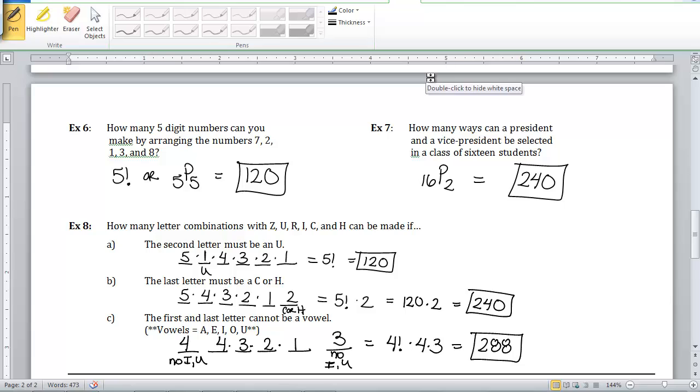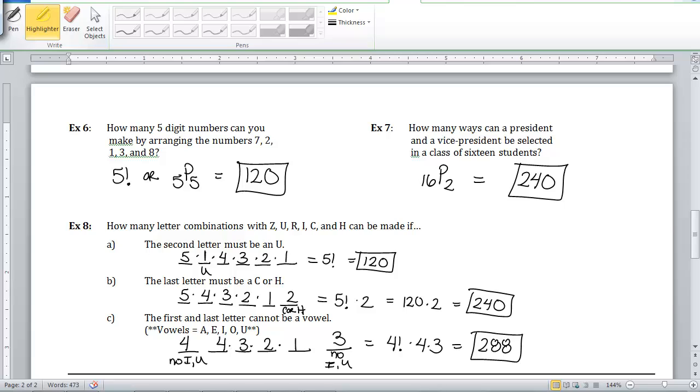For C, again, the first and last letter could not be a vowel, which in the word Zurich is just I and U. So when I'm placing the first letter, that cannot be an I or a U, so I had 4 letters to choose from. When I place the last letter, since I've already used one of the non-vowels, there was only 3 non-vowel letters left. Then I had 4 letters left to place, 3, 2, and 1.